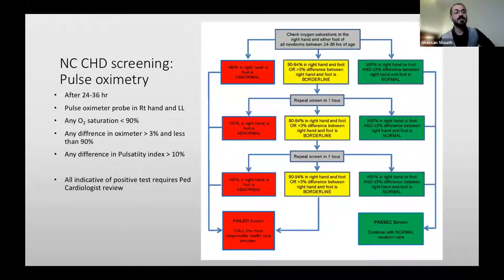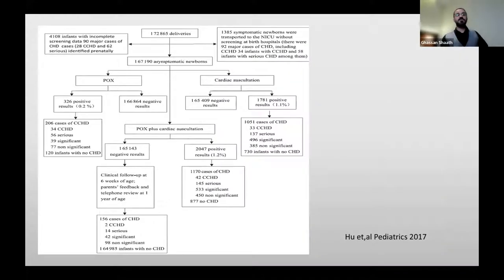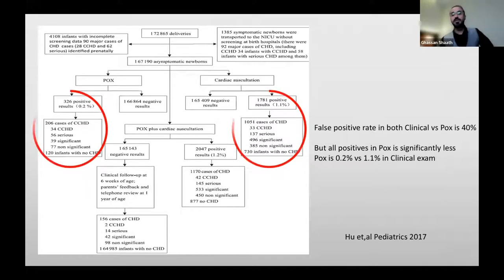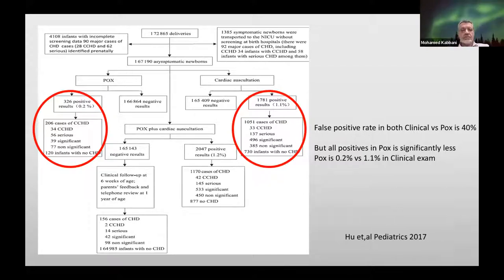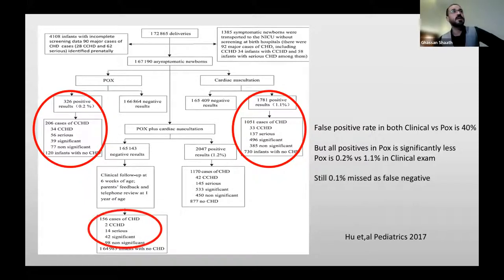And that requires a pediatric cardiologist. In this review, they showed that the false positive rate in both the clinical and pulse oximetry screening is 40%. But the point is that clinical referral is almost more than 10 times the referral from the pulse oximetry. Probably we have not yet established the protocol, and the Ministry of Health is still collecting the data after starting those patients. Still, false negatives are there in less than 0.1%.